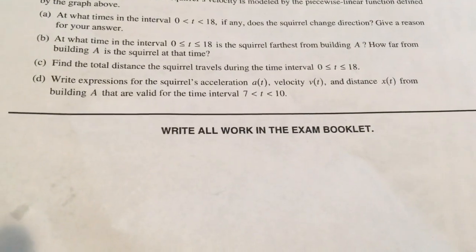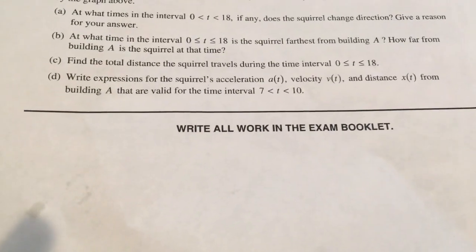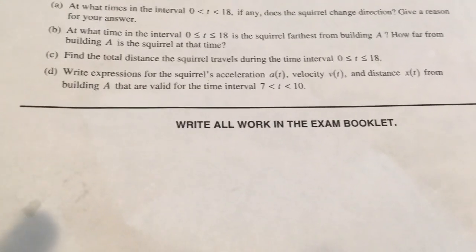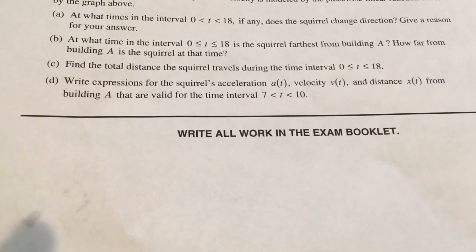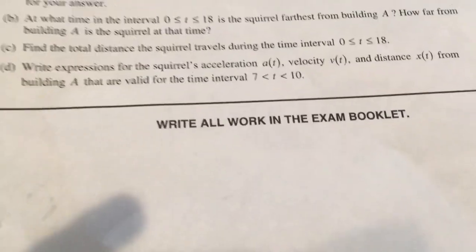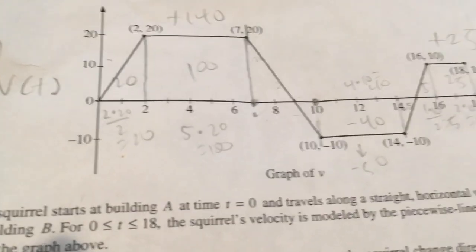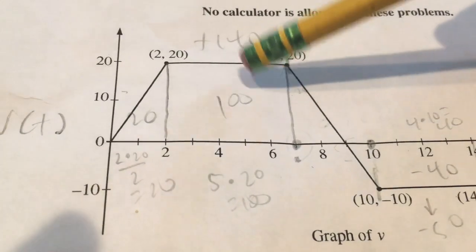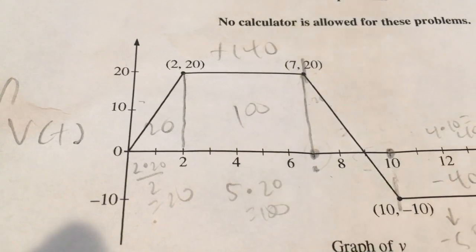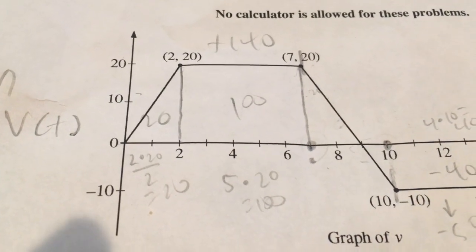And for the last part, part D, they want you to write expressions for the squirrel's acceleration, velocity, and distance from building A that are valid for the time interval between 7 and 10. So for v of t, it's pretty easy, because you can just look at the graph and you can see that between points 7 and 10, here and here, it's decreasing at a constant rate.